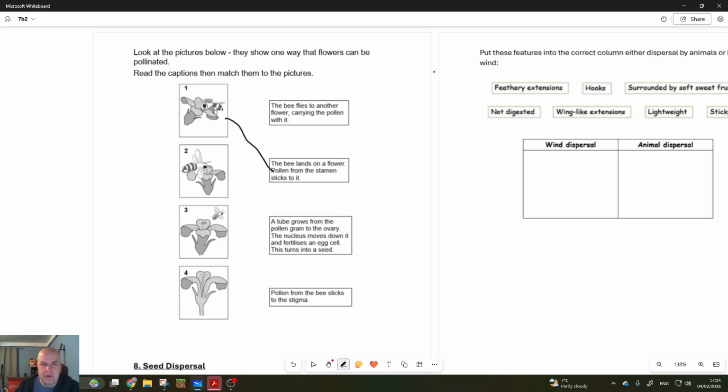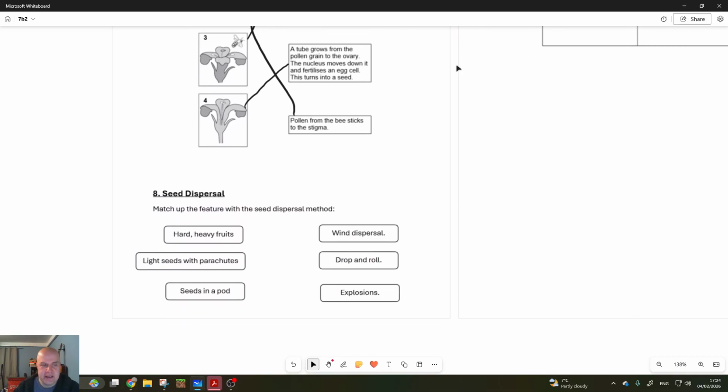Okay, I can't tell the difference. Maybe a biologist, I'll have to ask one why they're different. But anyway, they look the same to me, basically saying a job. Now the bee then flies to another flower and carries the pollen with it. Okay, and the pollen from the bee sticks to the stigma, which then travels down and turns into a seed. Lovely.